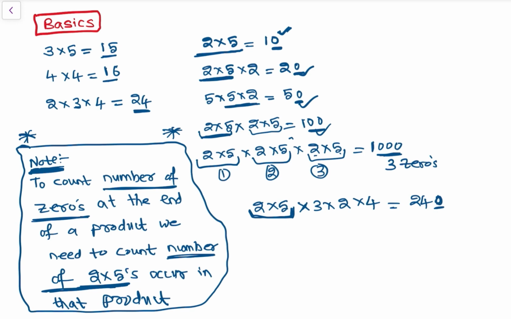ठीक है, so 1 2 into 5, so we are getting 1 0. Now let's see the product of this one. 2 into 5 into 3 into 2 into 1 into 2 into 5, that is equal to, so if we see, no need to do the entire multiplication.